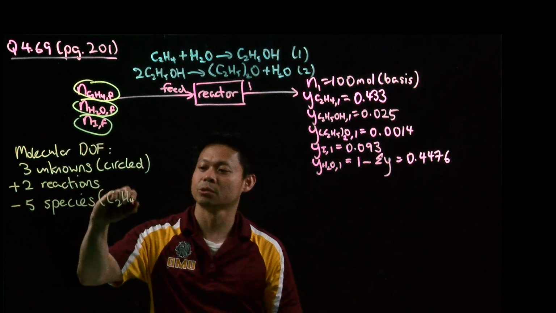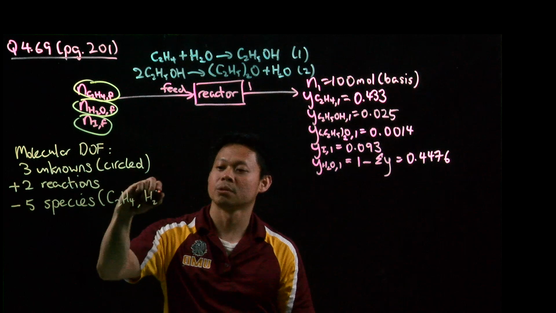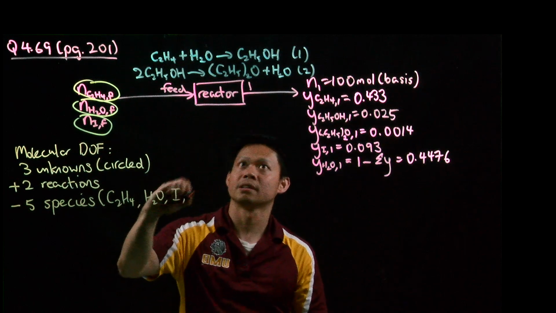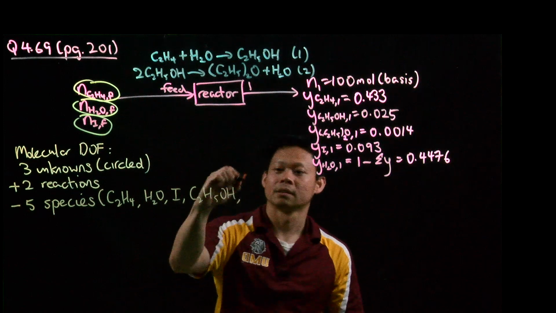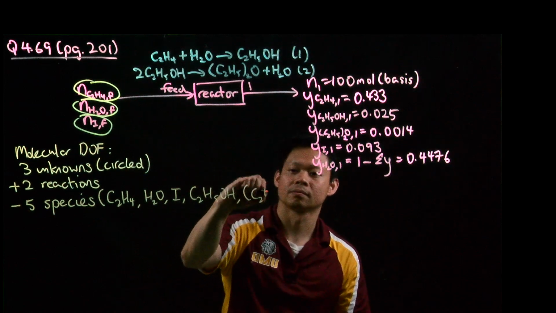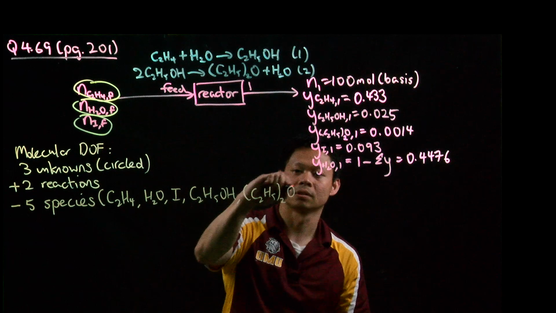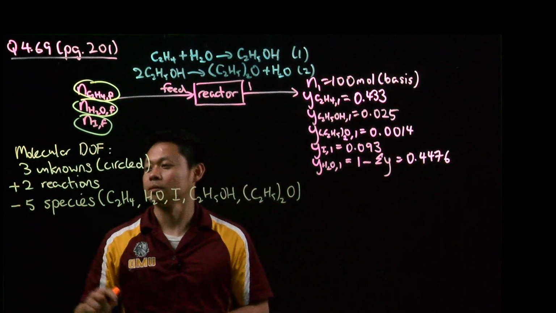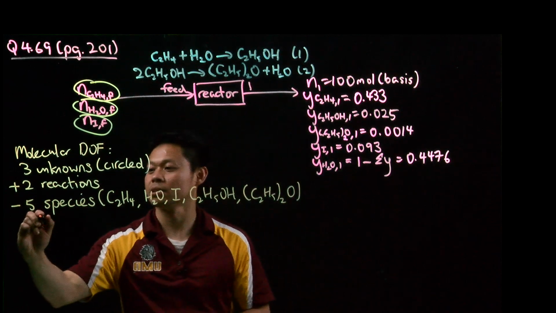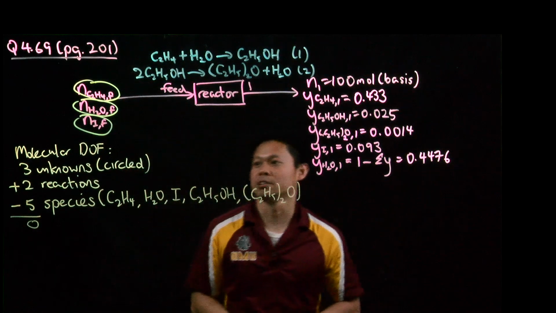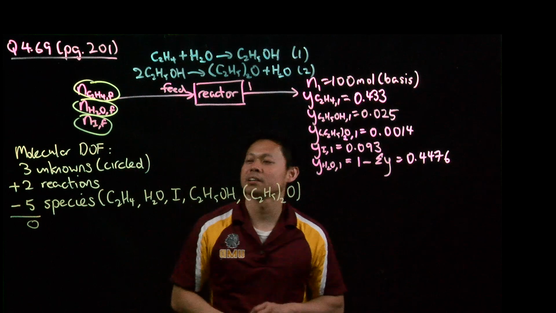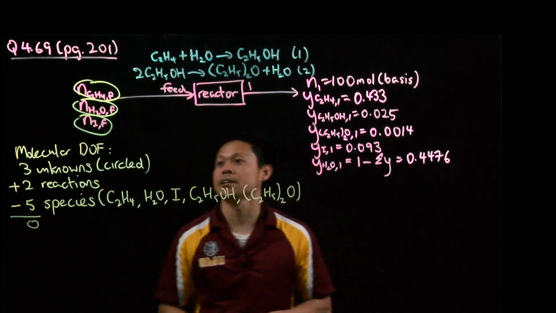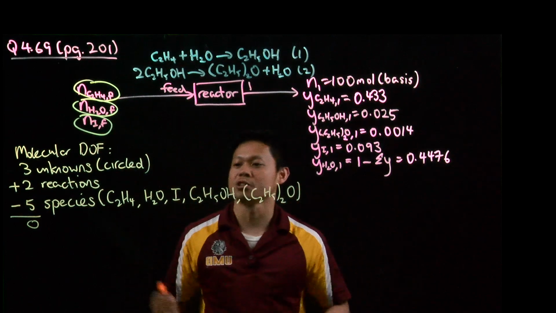We have C2H4, H2O, our inert, and then our two products. So we have 3 plus 2 minus 5. That's all the information that we have, and we get 0 right here. So the molecular species degree of freedom analysis is telling us that we can solve this problem given the information that we have.